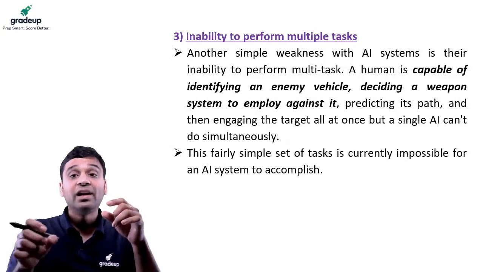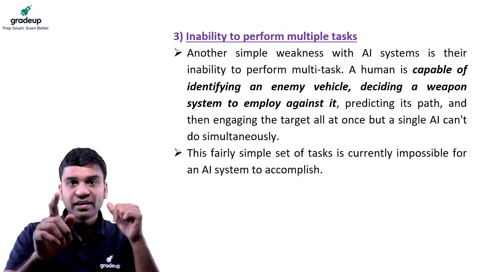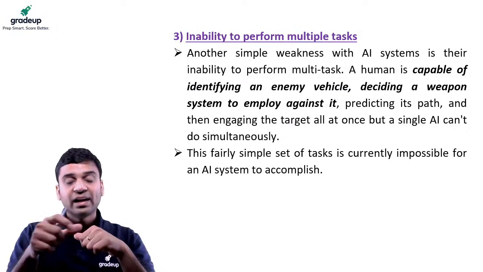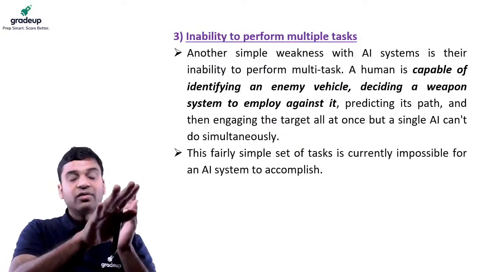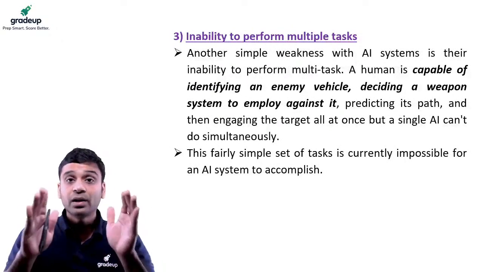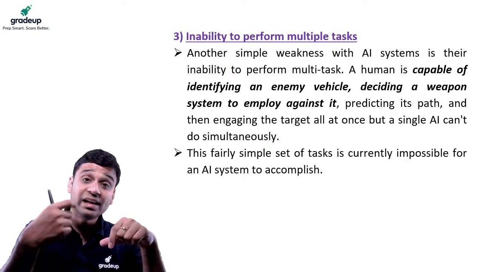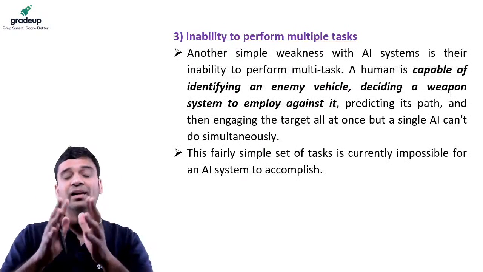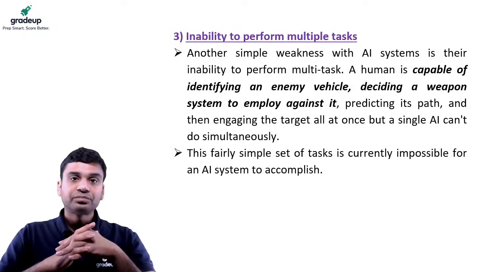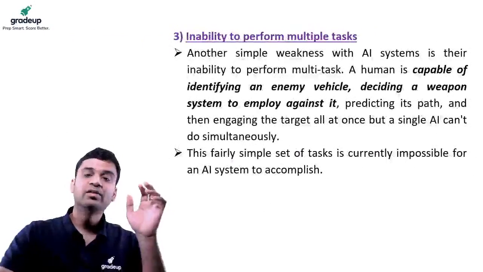And it cannot perform multiple tasks. Like a human being, he can identify the enemy vehicle. He can decide which weapon I'll deploy against it. He can predict the path. He can see if there is any person there, or like what was seen at the border, whether there are women and children there. So multitasking can be done. But to make this artificial intelligence system multitask, you need very complicated artificial intelligence systems, which we have not yet developed. So such challenges are also there with the disruptive war technologies.